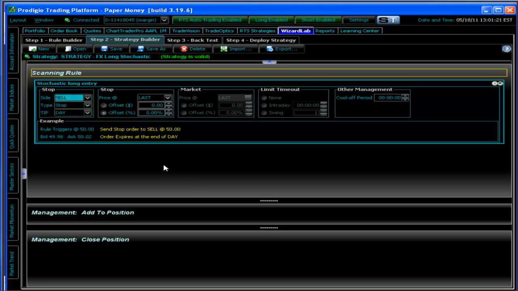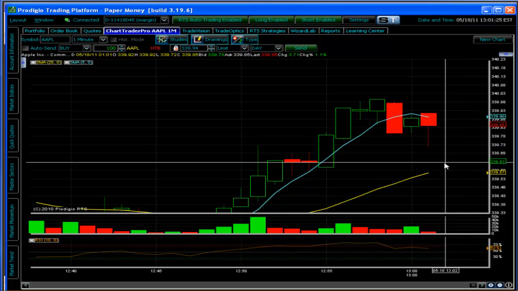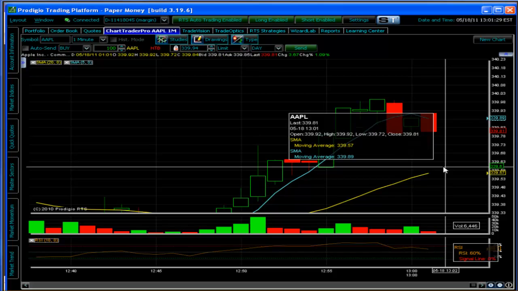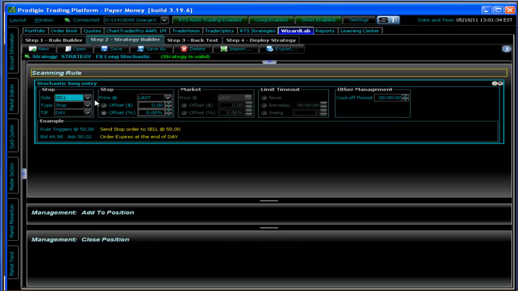The opposite of that would be a sell stop, where you're not in position, but you want to short once it breaches, say, 339.60 cents. You could put a sell stop right here, and that would get in position if price dips below that stop.